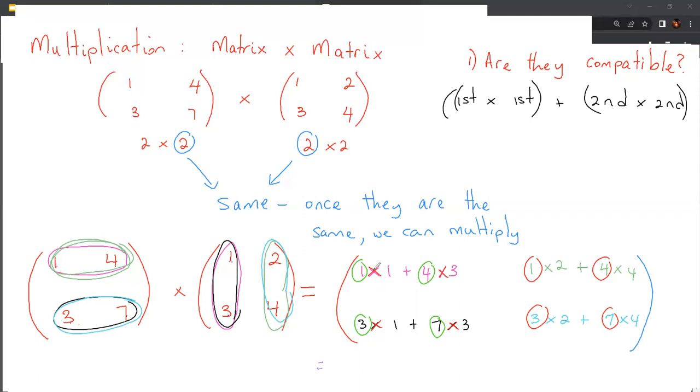So we'll have 1 times 1 is 1, plus 4 3s are 12. Remember, BODMAS tells me multiply first and then you add. So I'm going to work each of these individually. So 1 2 is 2, plus 4 4s are 16. Working here now, 3 1s are 3, plus 7 3s are 21. 3 2s are 6, plus 7 4s are 28.